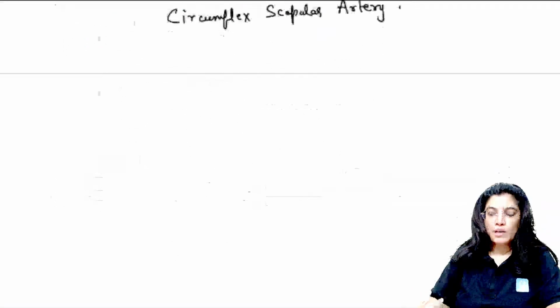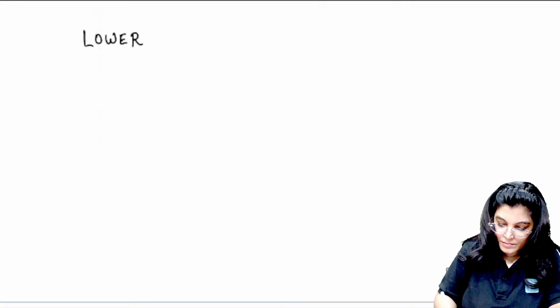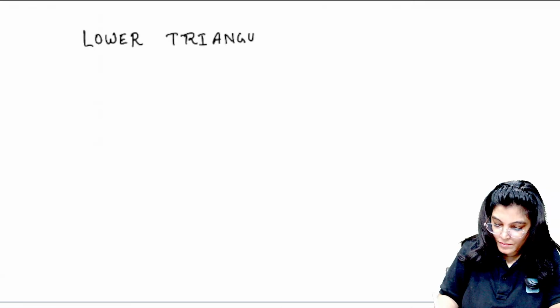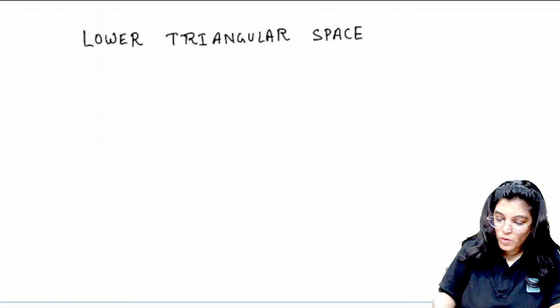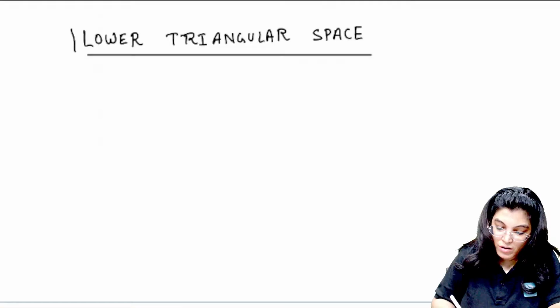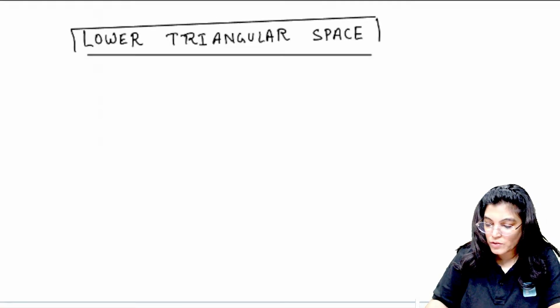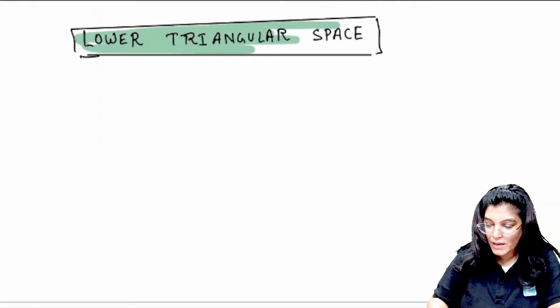Now coming to the lower triangular space. Whenever you go for dissection, please clear the structures nicely and delicately on the posterior aspect of the scapula so that you can get these spaces and appreciate the structures lying and passing through these spaces.